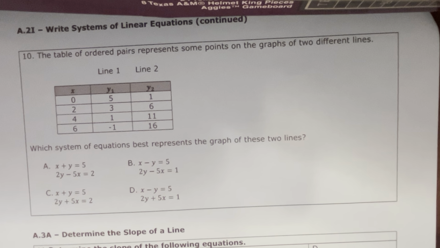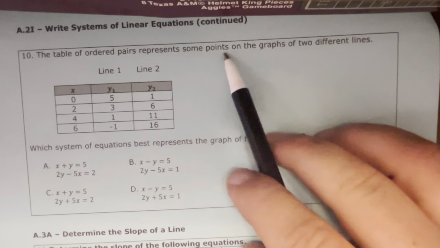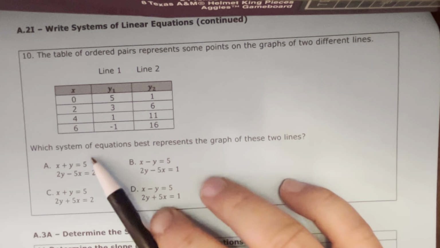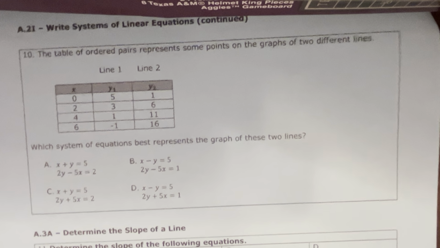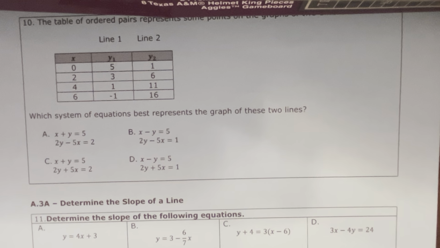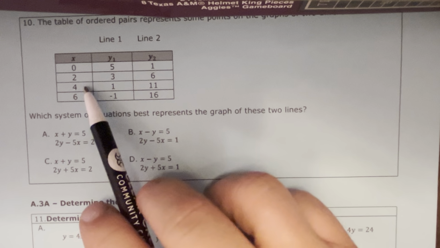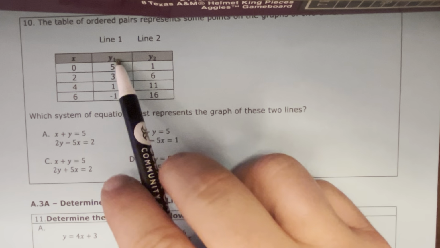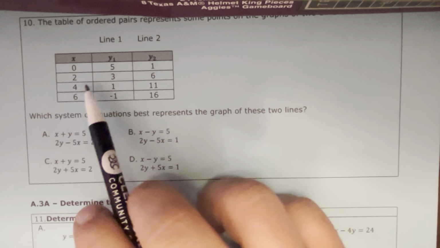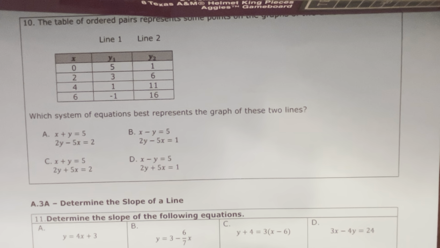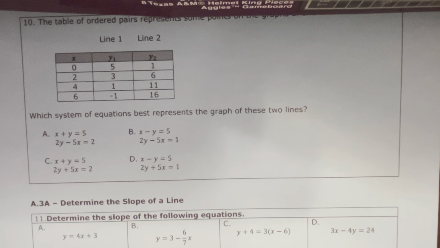All right, number 10. The table of ordered pairs represents some points on the graph of two different lines. Which system of equations best represents the graph of these two lines? This one's a little bit tricky because they are in standard form, but that's okay. We have the table, with the x's, the y's for one equation, and the y's for the other equation. I'm going to put both of these in Desmos just to see what the equations would be. Let's check that out.